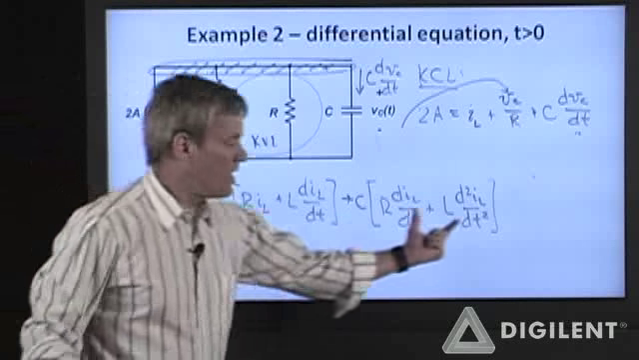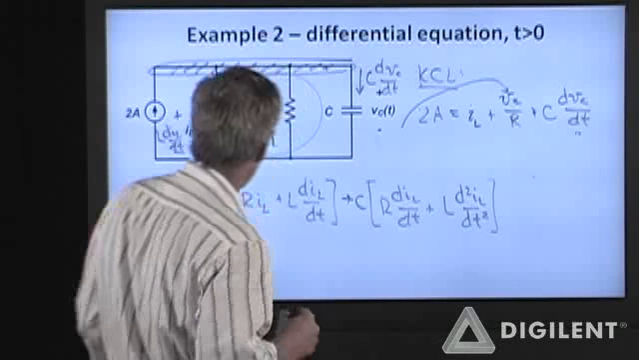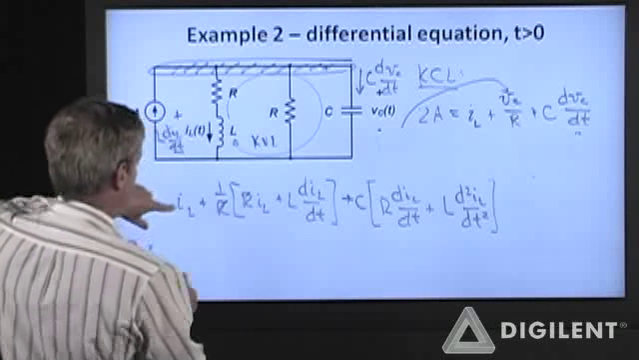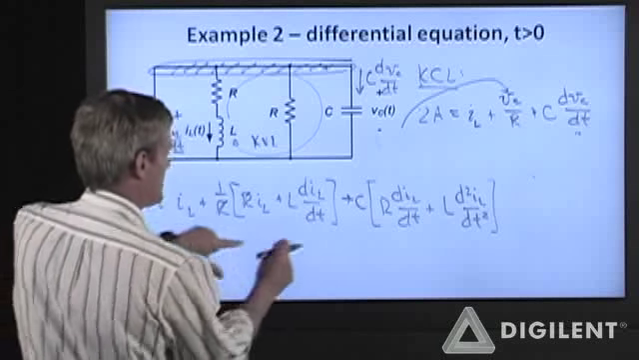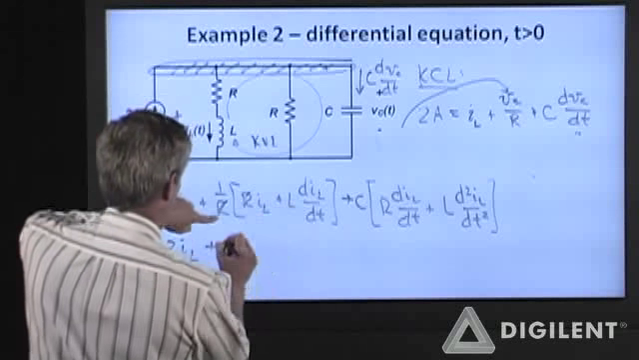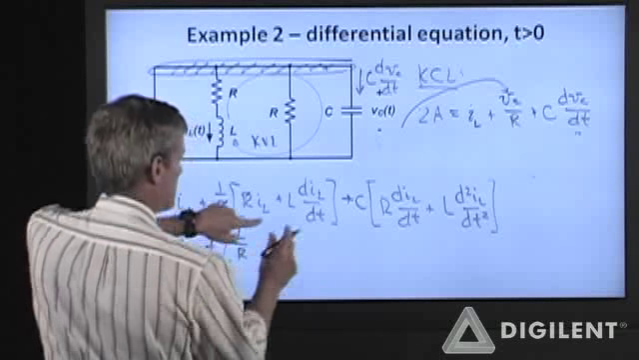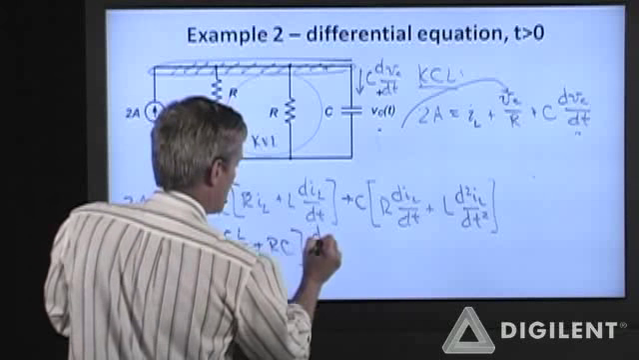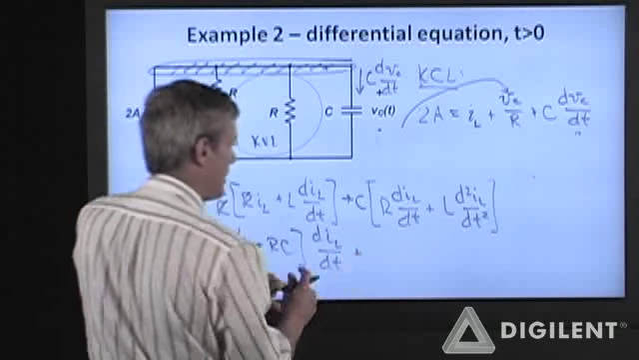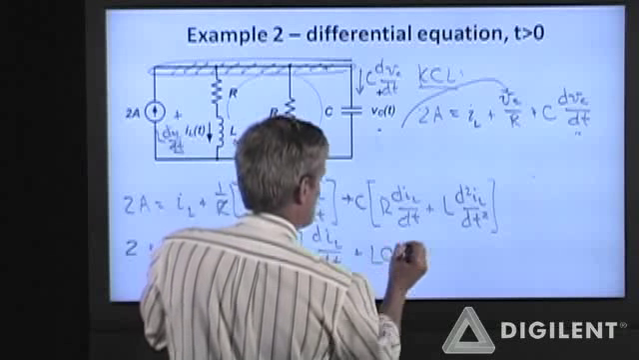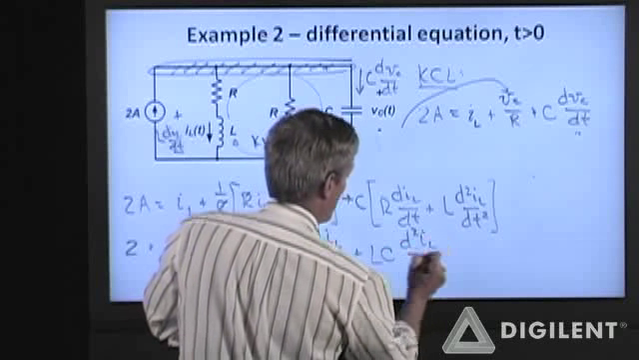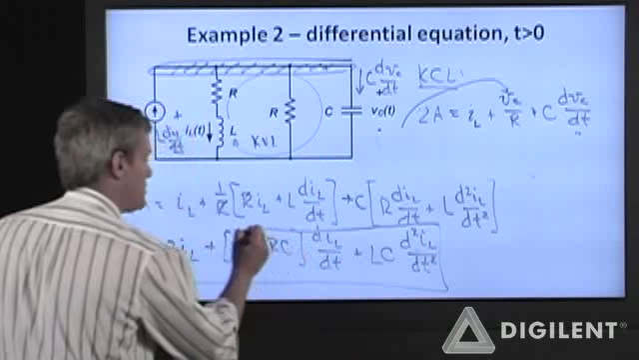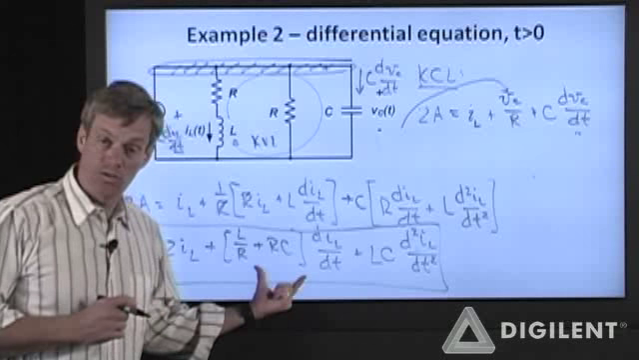Now I can group terms and solve for d squared I_L by dt squared. So 2 is equal to, let's see, this cancels with this, so that's 2 I sub L plus an L over R times dI_L/dt plus RC times dI_L/dt plus an LC d squared I_L by dt squared. That's an appropriate second-order differential equation, which is all I was really asked for.